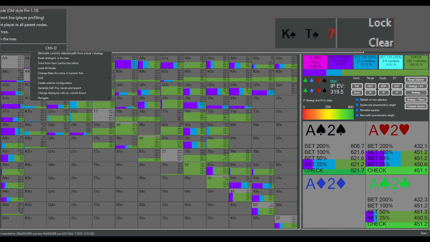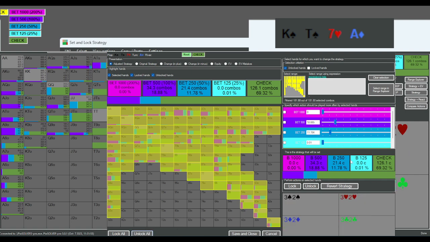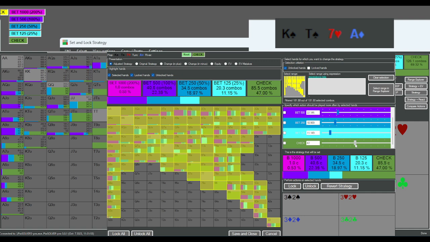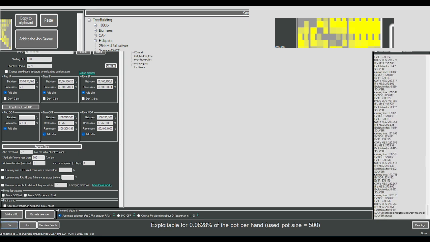Just to demonstrate this, if we lock in position to bet, we'll just say their betting frequency looks more like this, where they start to bet a lot of these weaker ace-x type things a lot more. Then we're going to start to check a lot more. So we'll run this.